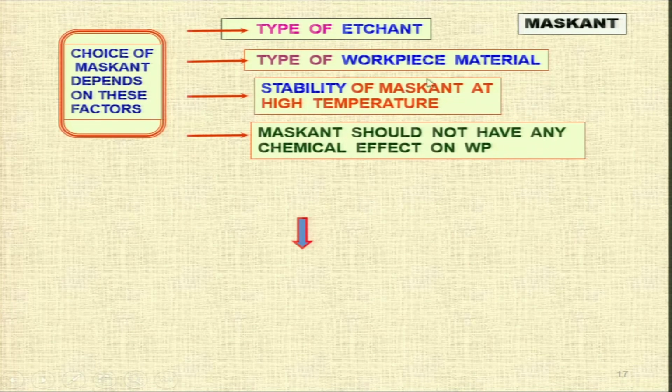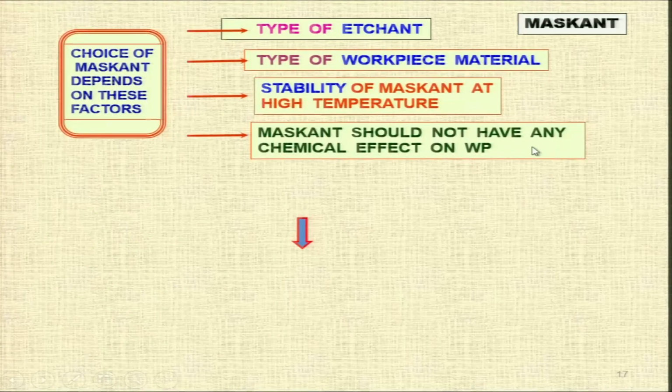Type of workpiece material: the maskant should not react with the workpiece material, otherwise the whole component will get damaged. Then stability of the maskant at high temperature, because we have already seen that we are going to increase the temperature of the etchant for increasing the material removal rate. So the maskant should not get affected, it should not change its properties at the high temperature at which the etchant is there, and the maskant should not have any chemical effect on the workpiece.